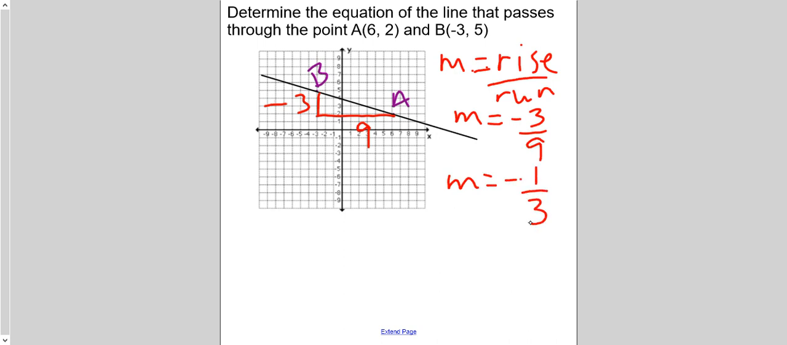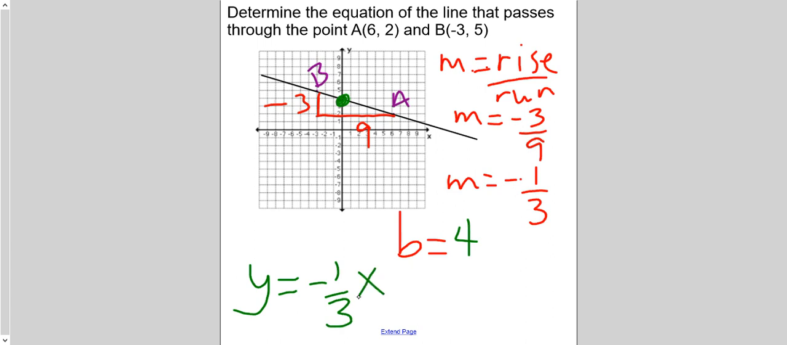So my slope is going to be -3 over 9, which can reduce to -1/3. And then from our graph, we can look at where it crosses on our y-axis, and we can see that it crosses right here at 4. And so our equation is y = -1/3 x + 4. So that's one way we can get an equation if we're given 2 points.